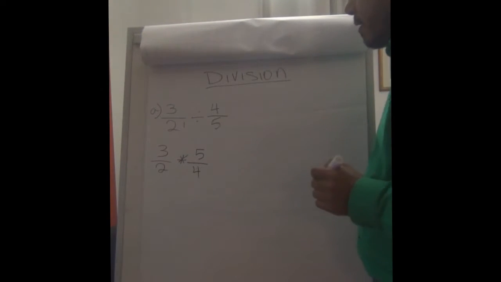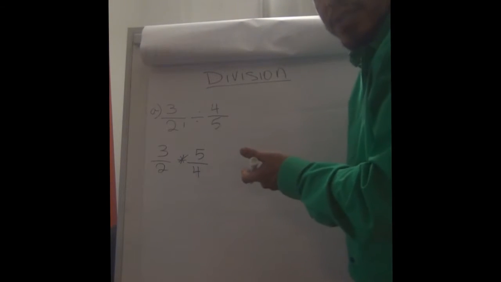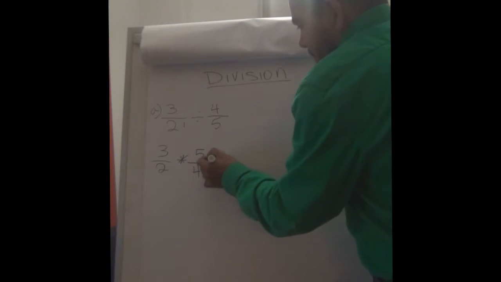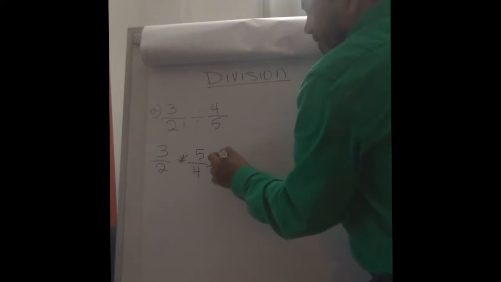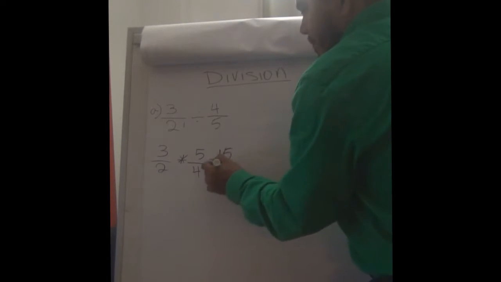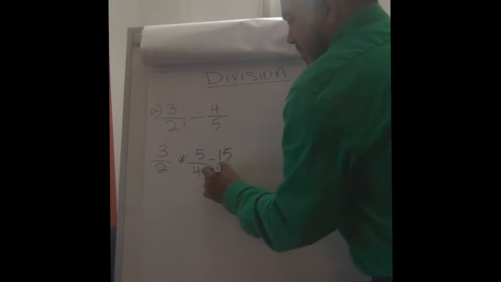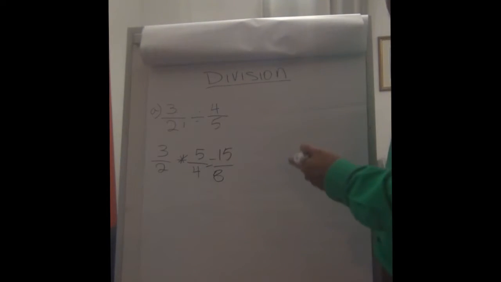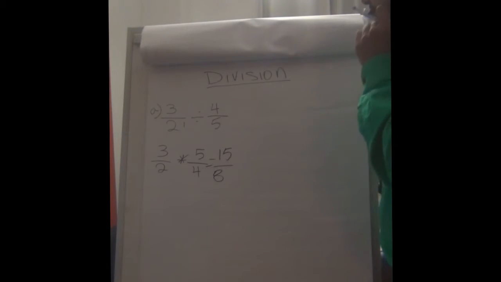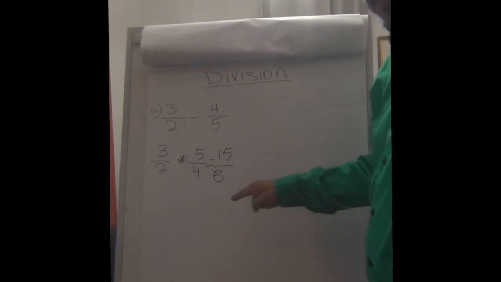See that? That's basically it. That's how you divide fractions. Now, what do you get? You get 3 times 5 is 15. 2 times 2 times 4 is 8. Ugly 8, but hey, it's there. And this is your final answer.